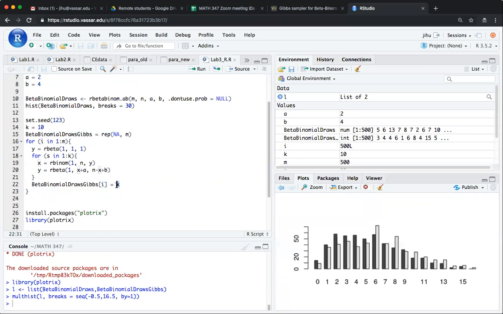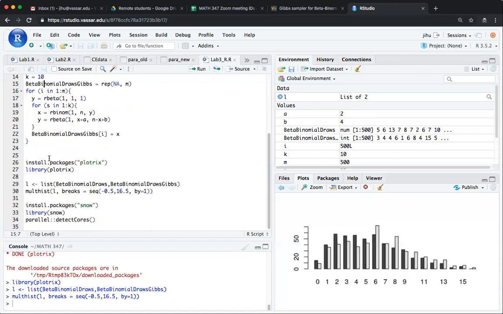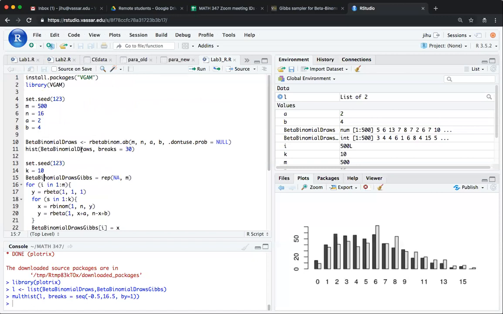So it's a nested loop. The outside loop is there because we are running m different chains. And the inner loop is doing the actual Gibbs sampler. What we did in class is only the inner loop, but it was a much more complicated inner loop because we had more complicated full conditional distributions. Here it's simpler.